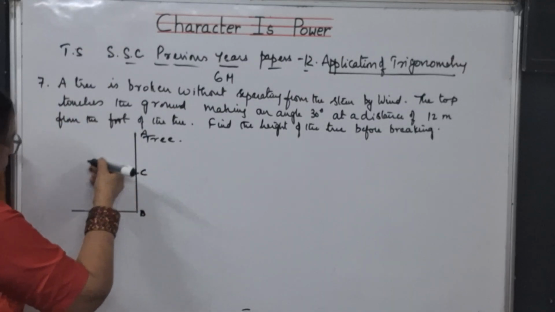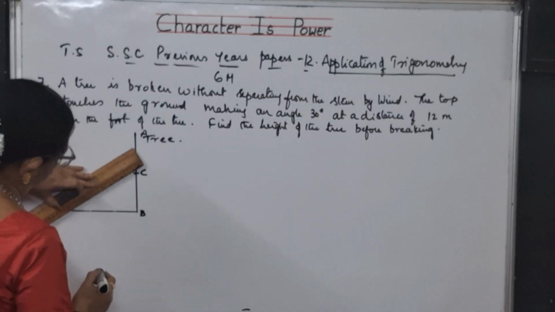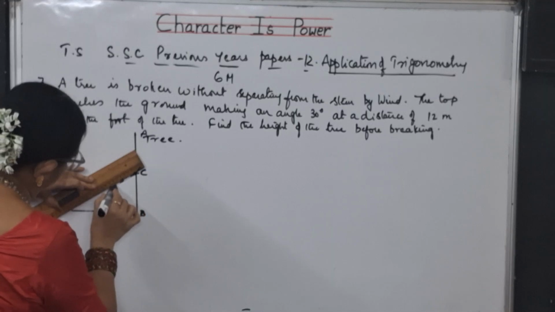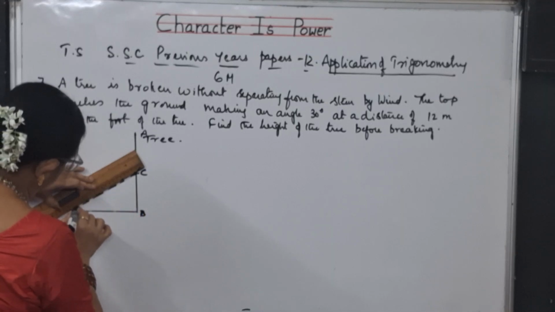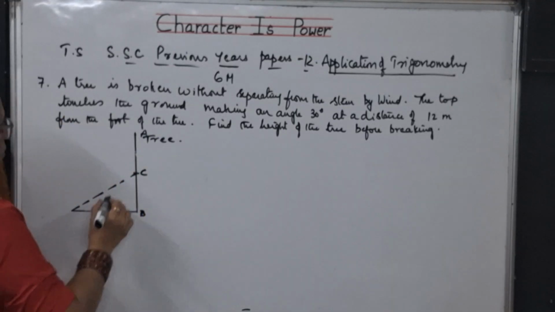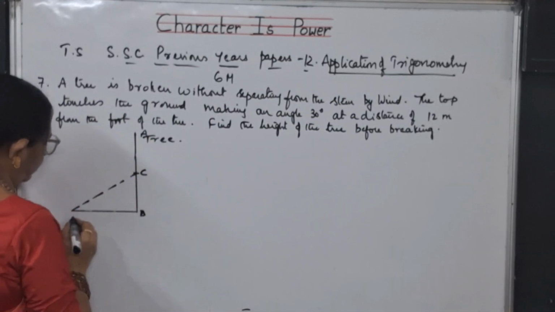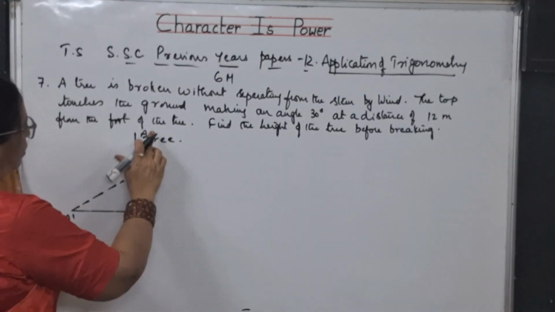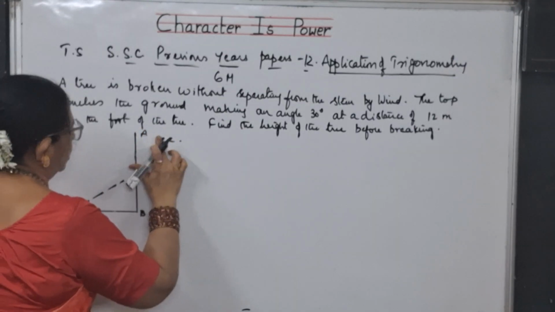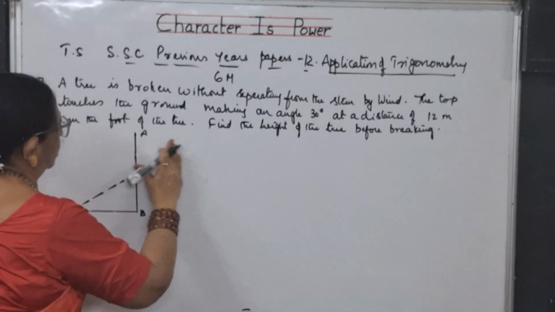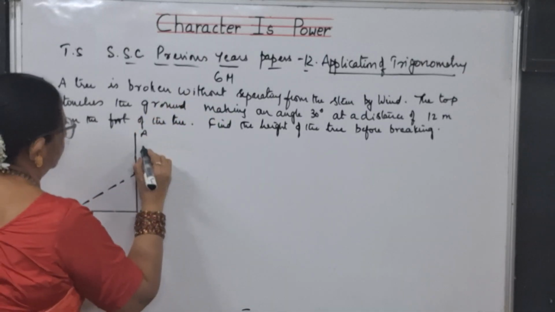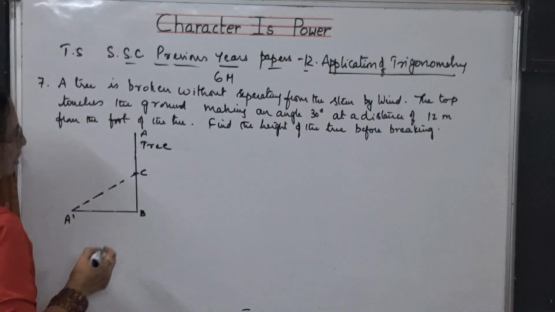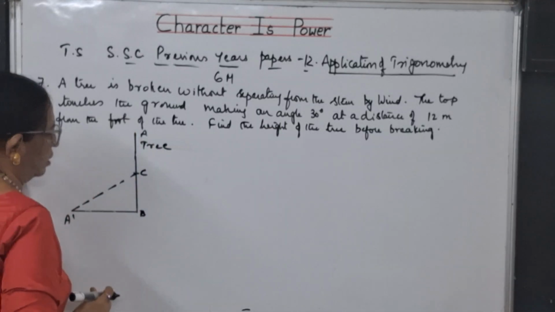Now this broken part has fallen down like this. So I am drawing broken lines here. This is the fallen part. So the same A touches here, so I'll call it A dash. A dash is nothing but A only, which has fallen down at this level. I can't give another name for it.